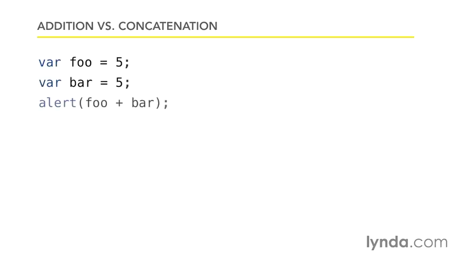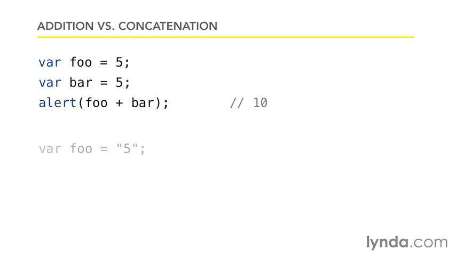If I create two variables, foo and bar, and I give them numeric values, the number 5 without double quotes, then I call alert, adding them together. I'm using the addition operator, the plus sign. What I'll get will be the number 10. It understands these are numbers, it adds them together.